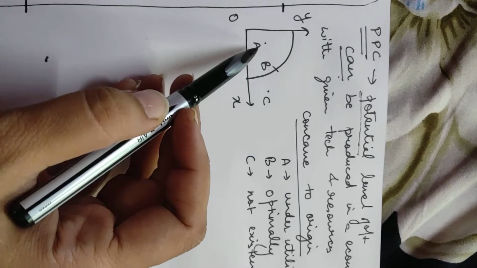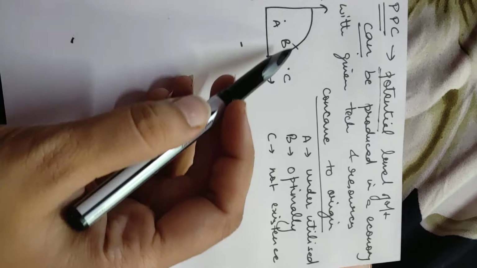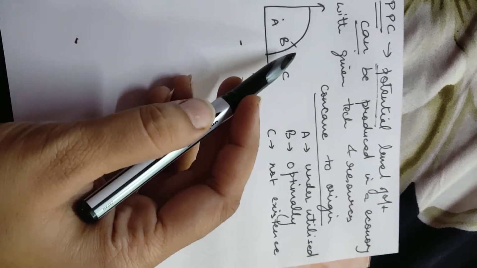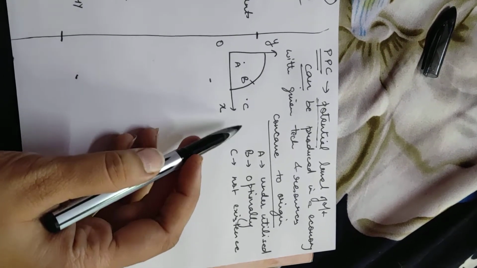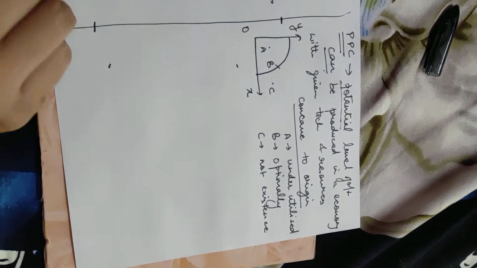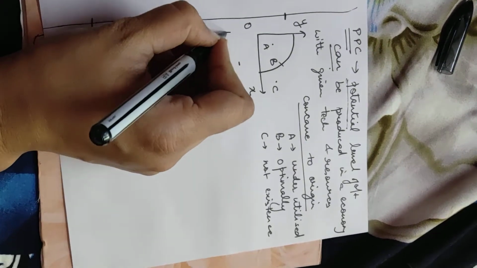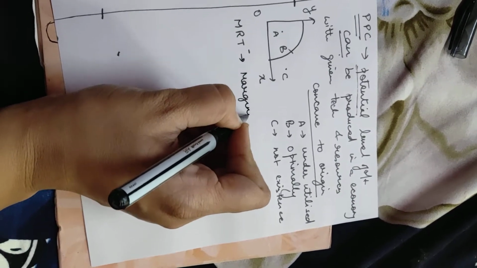Sorry, at point A the resources are underutilized. This point is attainable but is underutilized. Point B is the optimal point where every economy wants to be. Point C is the unattainable point because we have no resources. With all the resources we can only attain point B. So these 3 points are there. Next thing which we have is known as MRT, that is marginal rate of transformation.